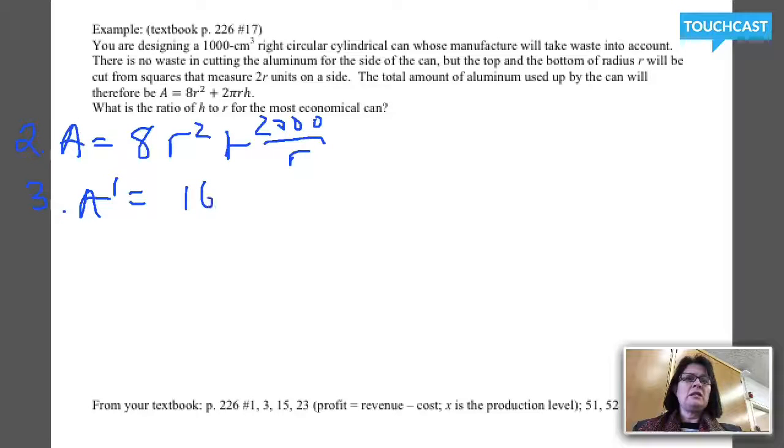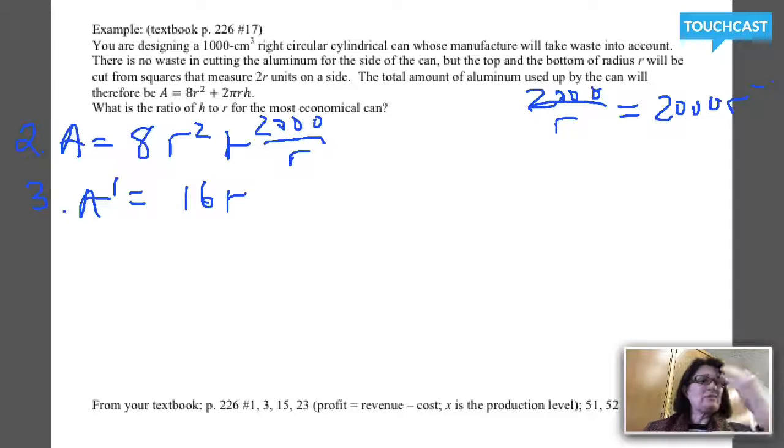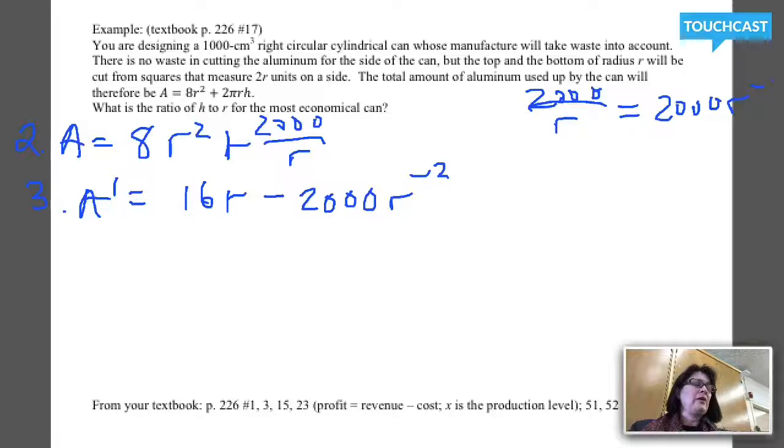That's 16r with a new exponent of 1, plus the derivative of 2,000 divided by r. Feel free to do this a couple of different ways. 2,000 divided by r is the same as 2,000 r to the negative 1. When I take the derivative, I like to rewrite with the negative exponent so I can use the power rule. So this is going to be minus 2,000 r to the negative 2. The minus sign is from the negative 1 coming to the front to multiply, and then the 2,000, and the negative 2 exponent is from decreasing the exponent on r by 1.